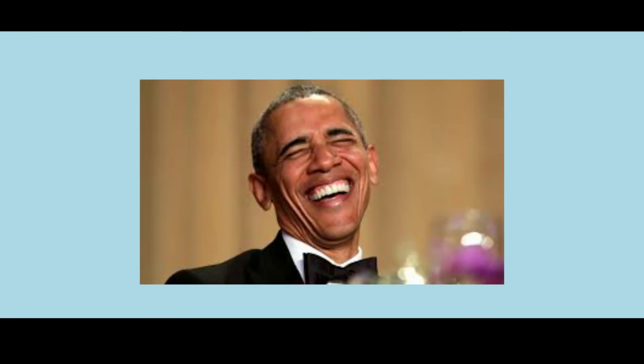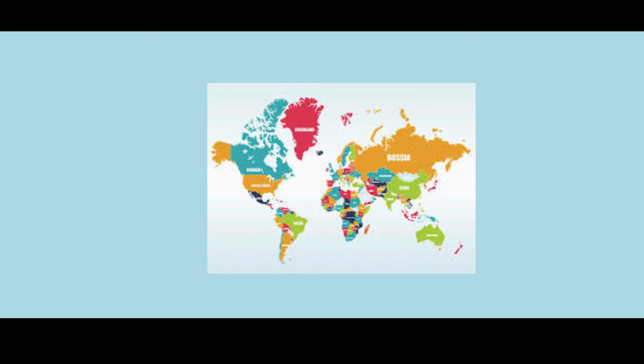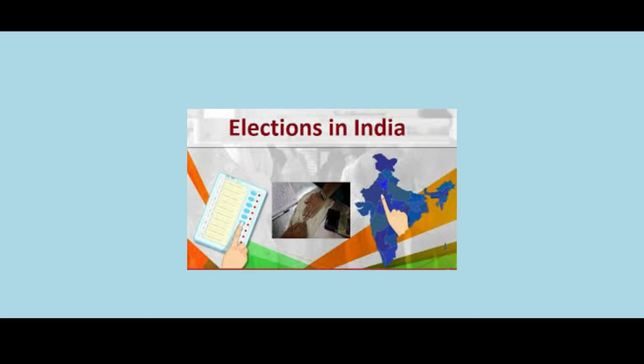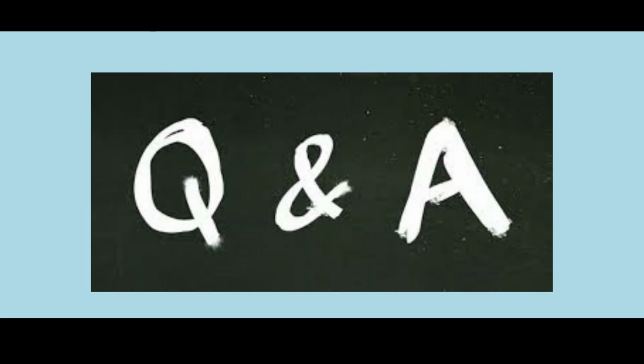These might look like very simple and easy conditions, but there are many countries where these are not fulfilled at all. In this chapter, we will further apply these conditions to the elections held in our own country, India, to see if we can call these democratic elections. So in today's video, we answered major questions.